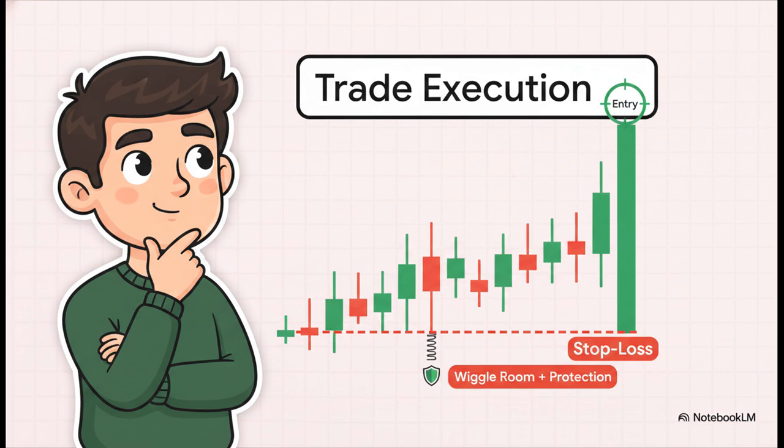Finally, adjust your stop-loss based on previous support or resistance levels on the chart. Your stop-loss is your absolute safety net because no pattern works 100% of the time.